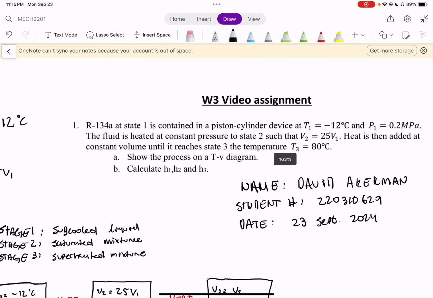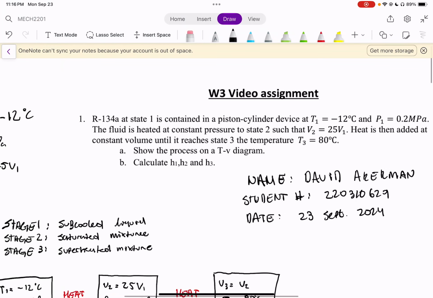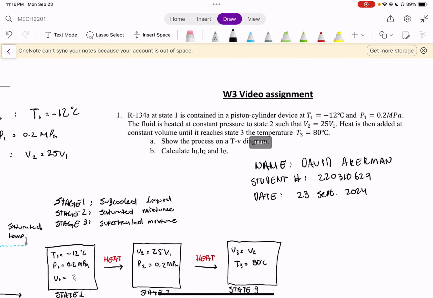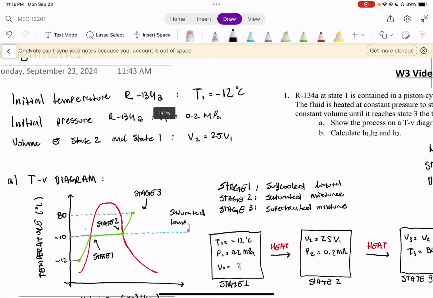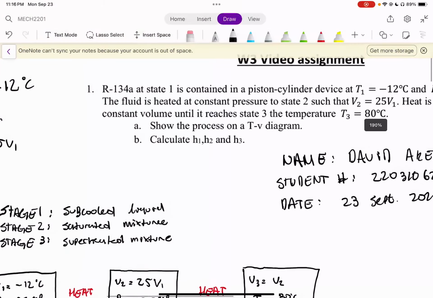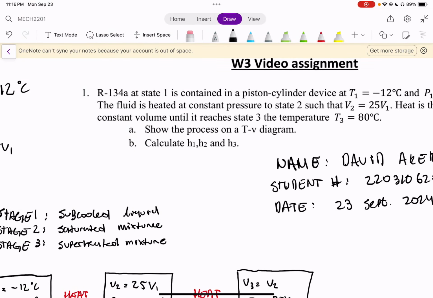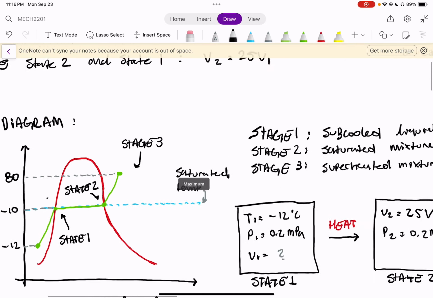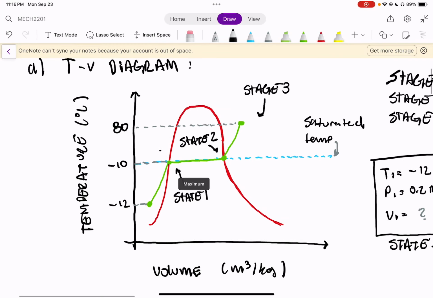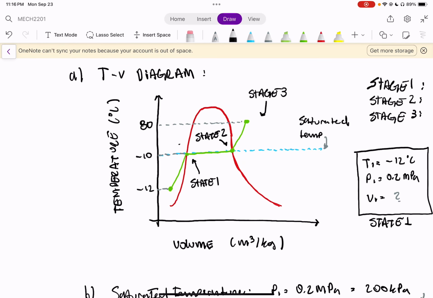So in the assignment, we are given R-134a at state 1, and these are the given values, which are written down here. The problem states that we have to show a T-v diagram, which is a temperature specific volume diagram, and then calculate h1, h2, and h3. This is the diagram where we have stage 1, stage 2, and stage 3 shown.